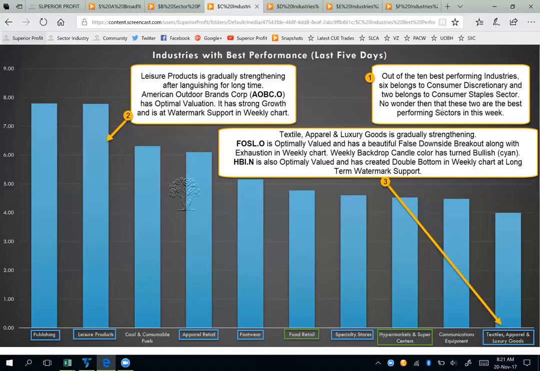Coming back to industries with best performance, laser products is an industry that is gradually strengthening after languishing for a long time. American Outdoor Brands, AOBC, has optimal valuation in this industry. It has strong growth as well and is at watermark support in the weekly chart. AOBC may give a very low risk long entry opportunity in the coming week. Let us have a look at the laser products industry using QEdge, drill down into its stocks, identify American Outdoor Brands, and then use Q charts to identify that the stock is at watermark support level.